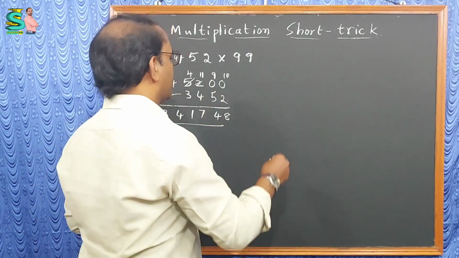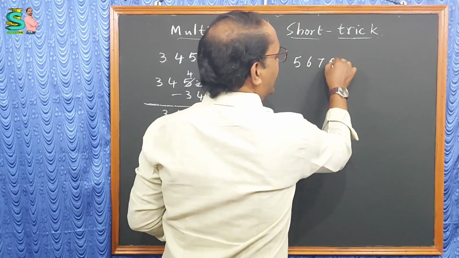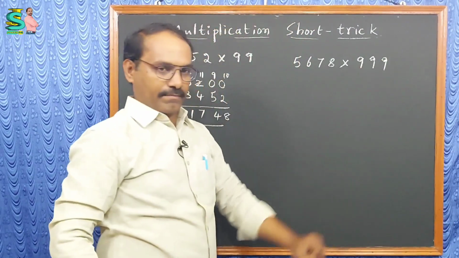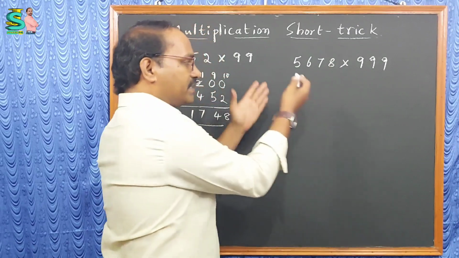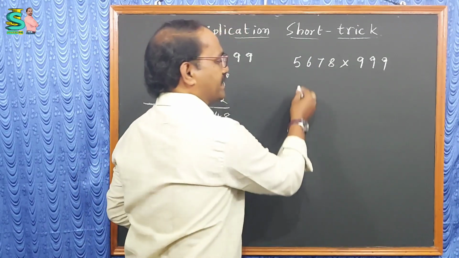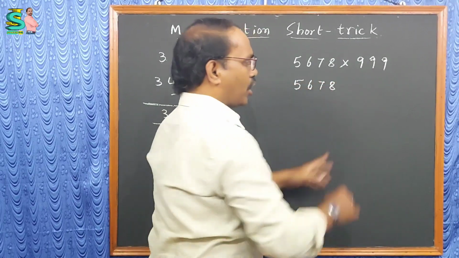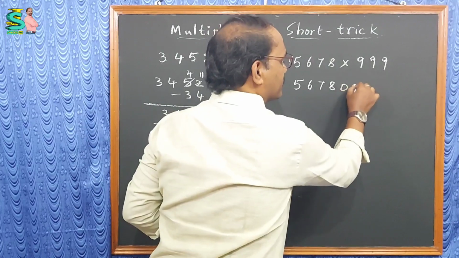Okay, one more question: 5678 into this time a 3-digit number, 999. Here 99, here 999. For this method, you should write the same: 5678, 5678. How many 9s are there? 3 9s. So 3 zeros.